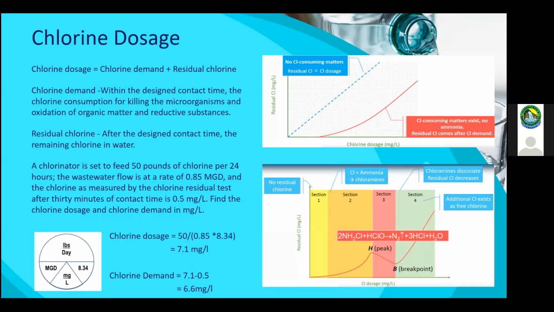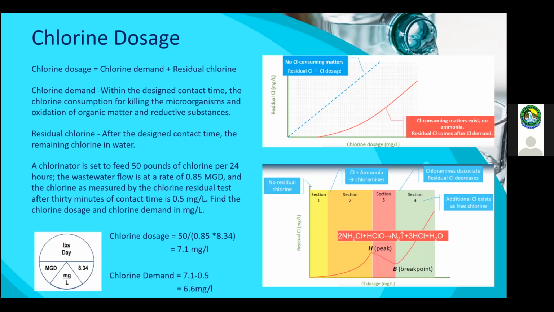So there is some point where you're dosing chlorine, but you're not seeing a residual chlorine. And that is because the water is using up that chlorine to meet the chlorine demand that it has. Once it meets that chlorine demand, then as you continue dosing, you will see that residual chlorine starts to increase. And this is where there's no ammonia. So this is just chlorine consuming items within your water system itself.